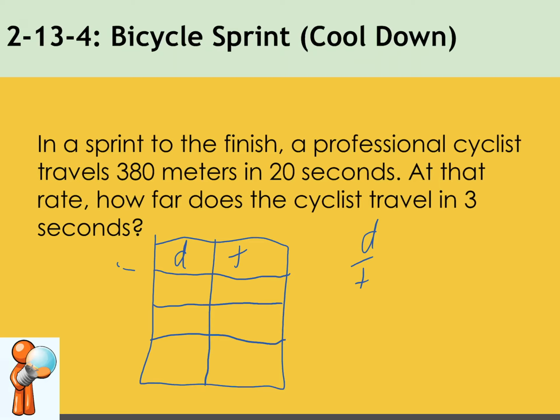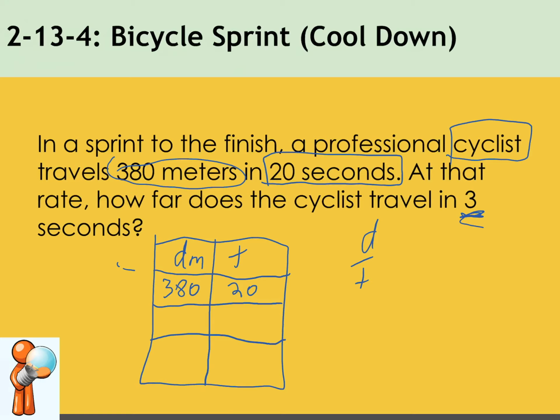So in a sprint to the finish, a professional cyclist, that means they are riding a bicycle, travels 380 meters. Well, there's our distance, meters. 380 in 20 seconds. Time of 20 seconds. At that rate, how far does a cyclist travel in 3 seconds? So we know we need to find a 3-second time. We need to find what distance, how far. How far do they travel in 3 seconds?